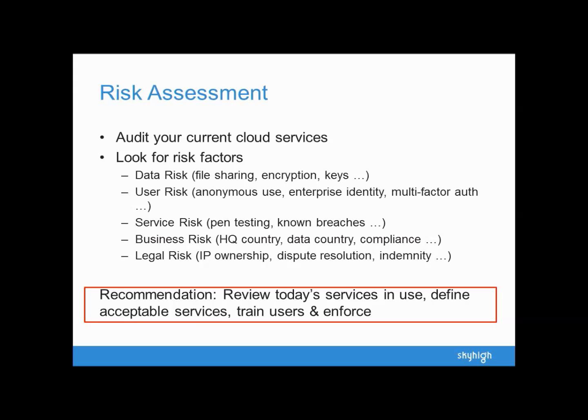Once you've got that, let's define the acceptable services for the organization, let's train the users and advise them on which ones to use, and enforce that ruling to ensure that the users don't then sign up with other services. What we actually find is this isn't a one-off activity, that the number of new services coming online every day is fairly large. Users keep finding new services and signing up for them.